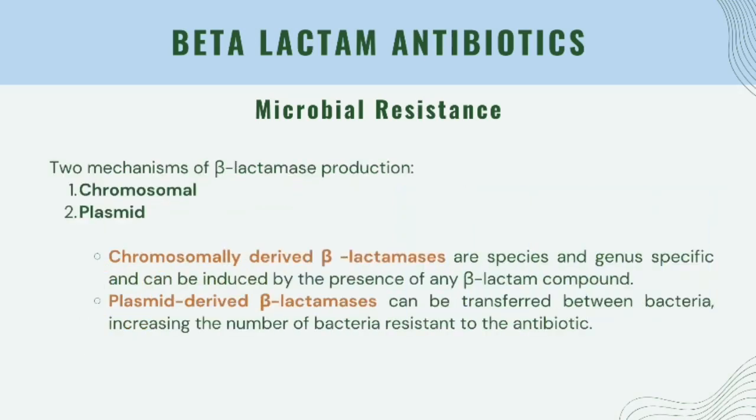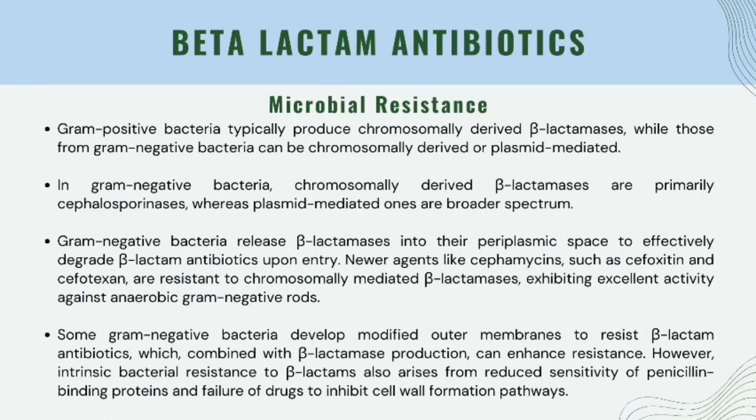There are two mechanisms of beta-lactamase production: the chromosomal-derived and the plasmid-derived. The chromosomally-derived beta-lactamases are species and genus specific and can be induced by the presence of any beta-lactam compound. The plasmid-derived beta-lactamases can be transferred between bacteria, increasing the number of bacteria resistant to the antibiotic. Gram-positive bacteria typically produce chromosomally-derived beta-lactamases, while gram-negative bacteria can produce both chromosomally-derived, especially the cephalosporinases, and plasmid-mediated beta-lactamases. The latter are often broader spectrum.